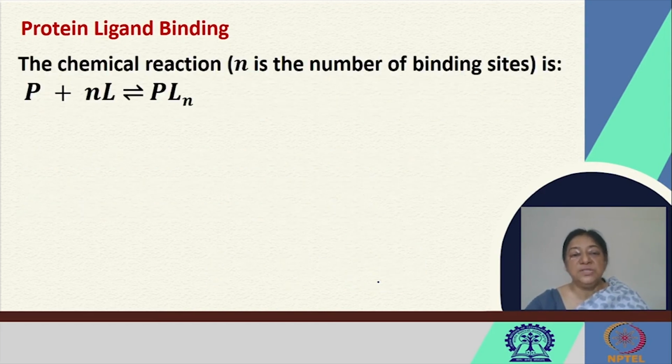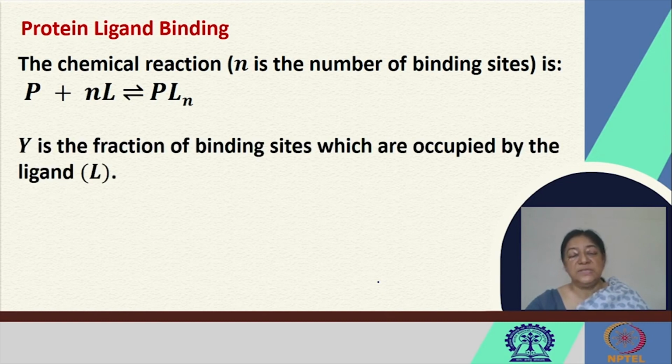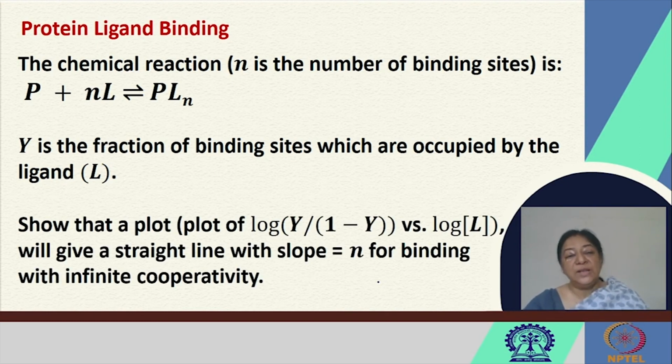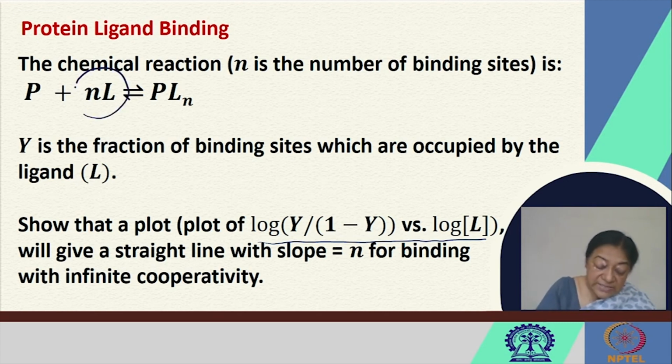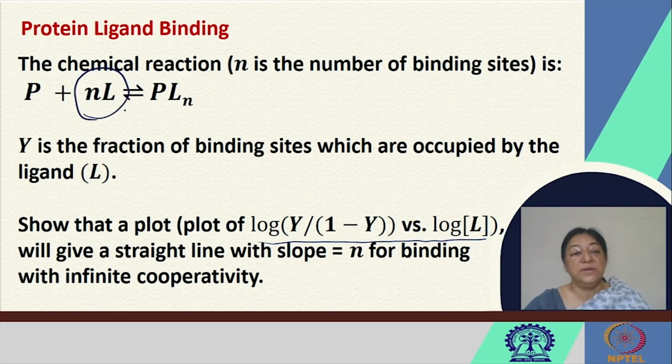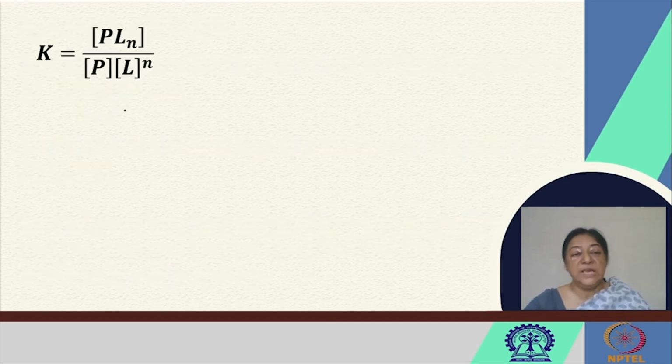If we look at the association with this, the chemical reaction is P plus nL giving us PLn, and Y, as we considered previously, is the fraction of binding sites which are occupied. Now, we can show that a plot of log y by 1 minus y versus log L will give a straight line with the slope equal to n for binding with infinite cooperativity, which says that all of our ligands bind together to the protein. So let us see how this works.